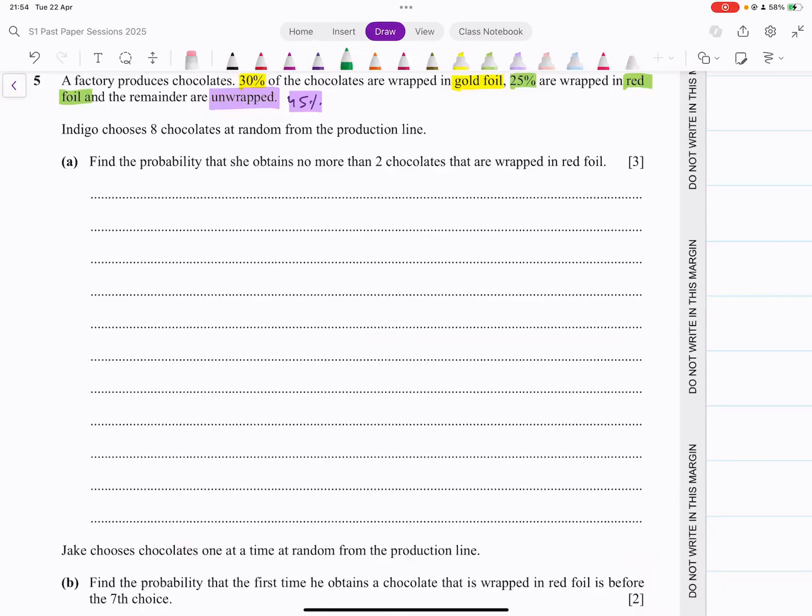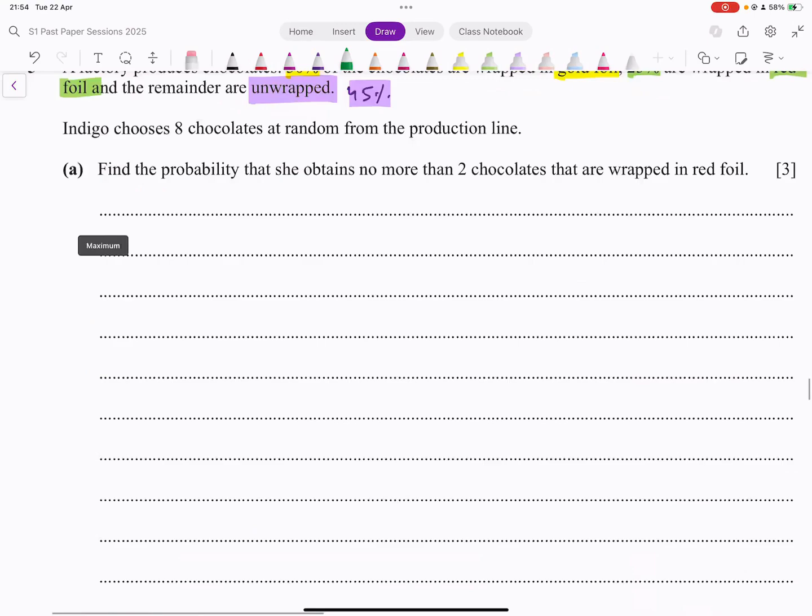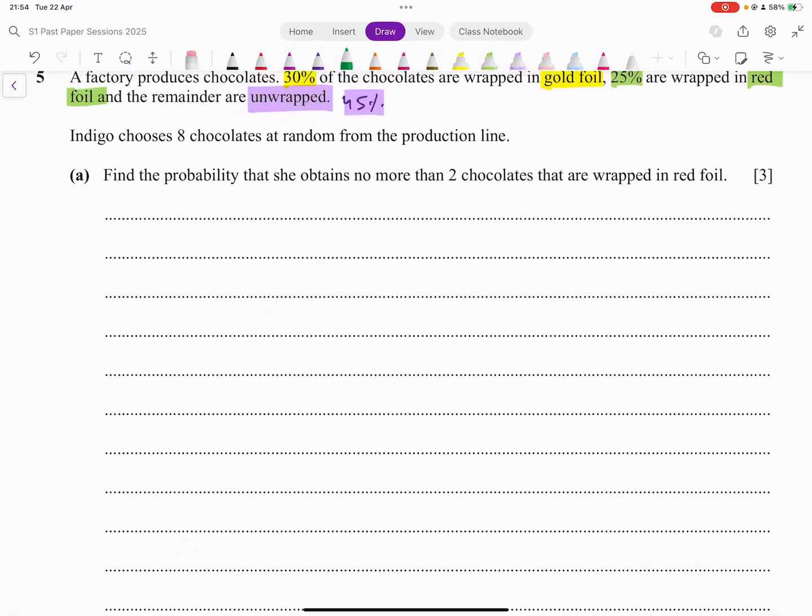So when you've taken one chocolate out, for the next chocolate, the probability of it being in the gold foil or the red foil or being unwrapped will remain constant, right? The change is going to be negligible, so we can think of it as remaining constant. So probability is constant. We can think of it as two possible outcomes, because what we're looking for is the probability that the chocolates are wrapped in red foil.